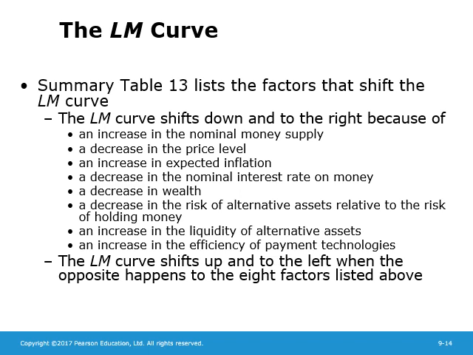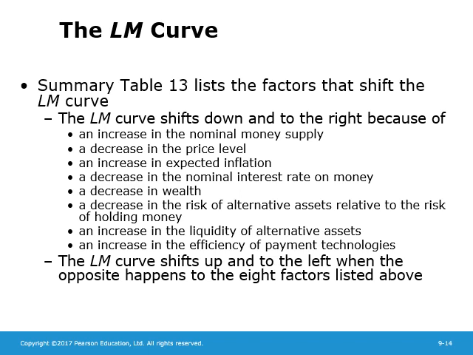What about the rest of the factors? These are 6 factors that affect which variable? The increase in expected inflation, a decrease in the nominal interest rate of money, a decrease in wealth, a decrease in risk of alternative assets, an increase in the liquidity of alternative assets, and an increase in the efficiency of payment technologies. You remember these factors? We said them before in chapter 7. These are the factors that affect the real money demand.